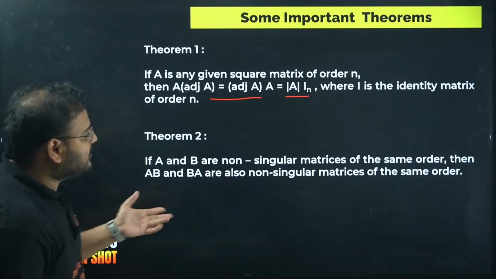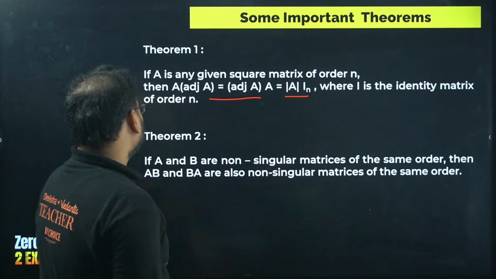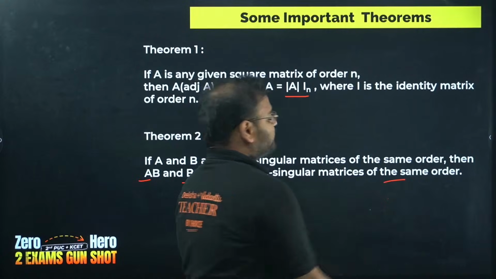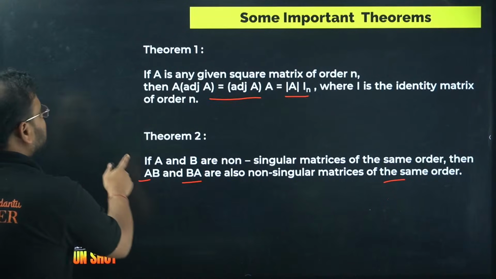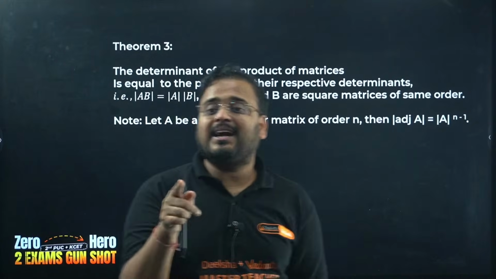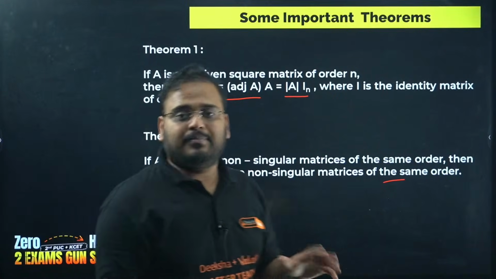Theorem number 2 is again what? If A and B are non-singular matrices of the same order, then AB and BA are also non-singular matrices of the same order. These are results that you have to remember, because they give you MCQs in KCET based upon these results. Pick the wrong option, pick the right option.